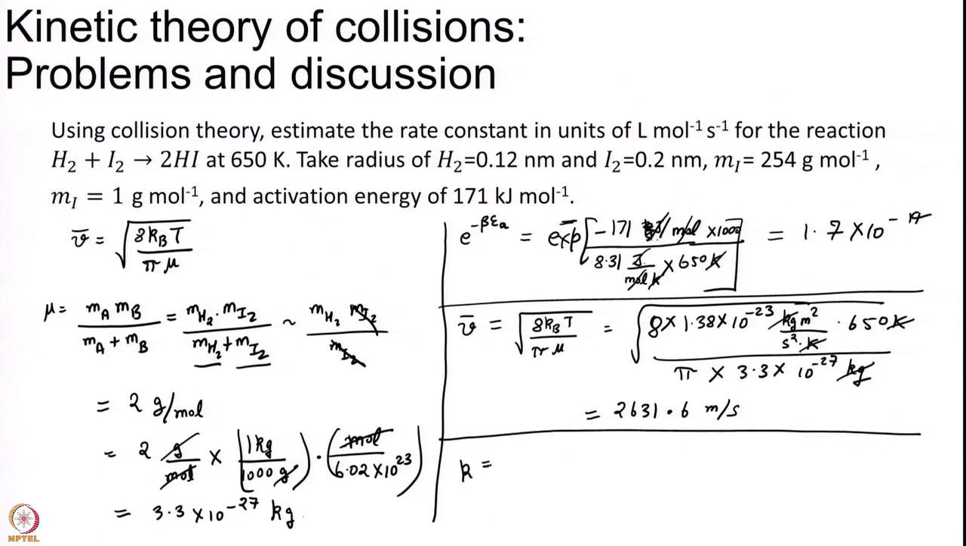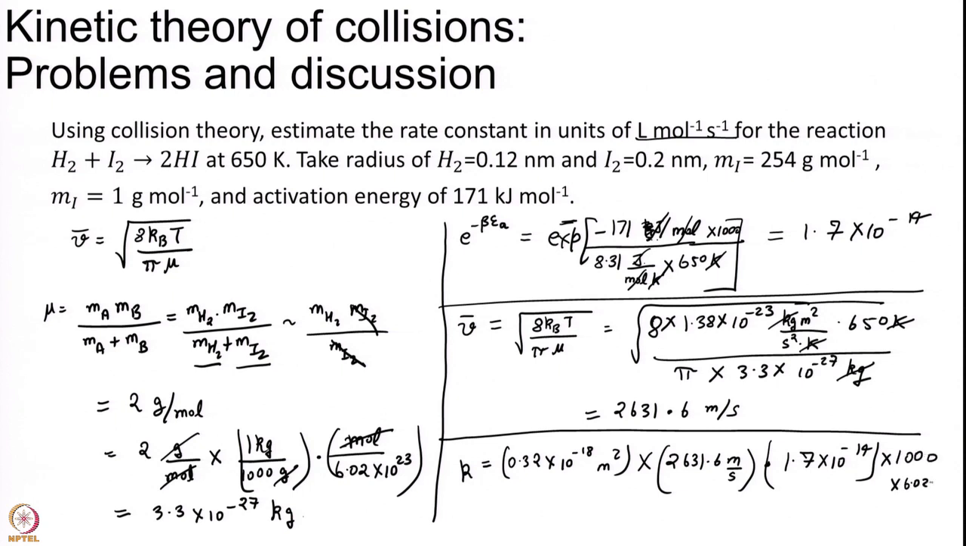So, finally, K is a product of sigma. Sigma we calculated to be 0.32 into 10 to the power of minus 18 meter square into nu bar 2631.6 meter per second into e to the power of minus beta Ea, and I wanted the answer in liter mole second inverse. So, I multiply by 1000 into Avogadro number, so this is 1000 of liter per meter cube. I will cancel meters cube here with meter cube. I will cancel nothing else, and I will calculate this is equal to, at the end of the day I have this number with me, 8.6 into 10 to the power of minus 3 liters mole inverse second inverse.